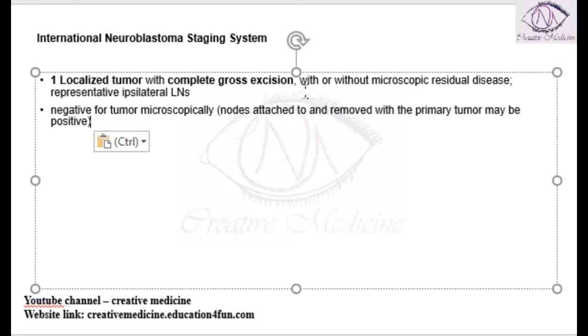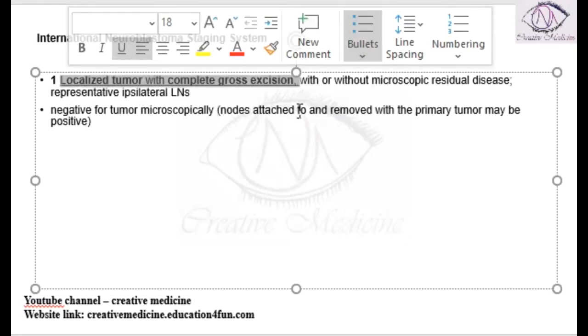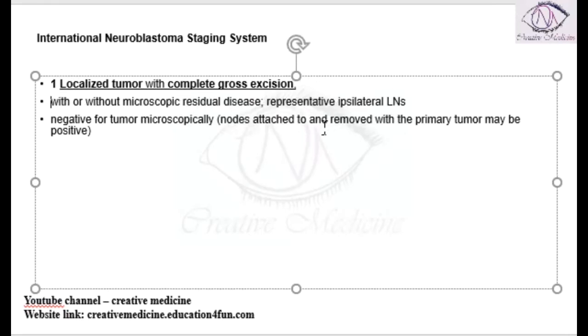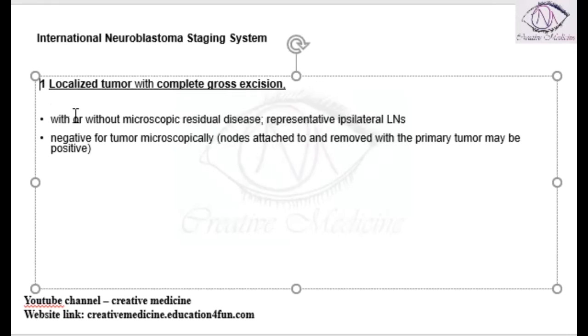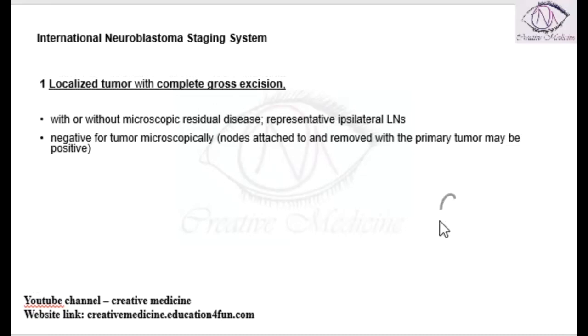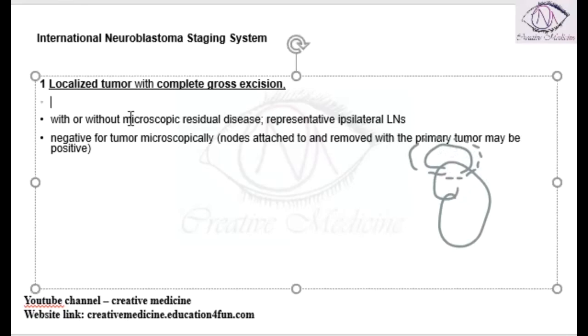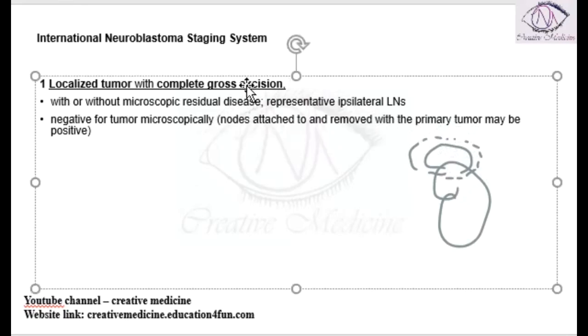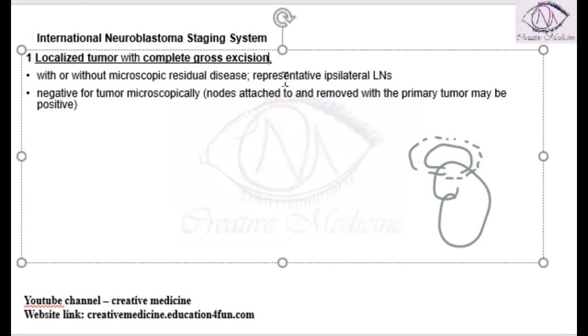Stage 1. Stage 1 is the presence of a localized tumor with complete gross excision. This is stage 1 where there is a localized tumor. In the kidney there is a tumor and we have completely excised it. This is done after excision. You will see that there is presence of residual disease.